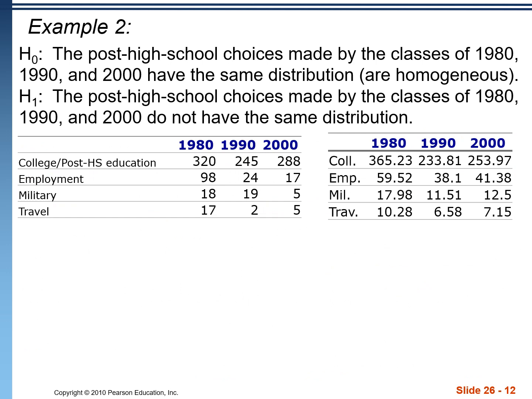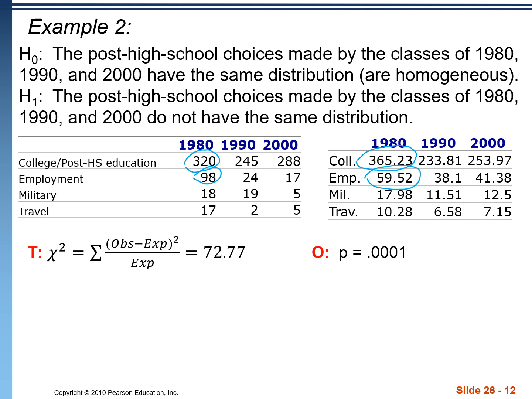Our test statistic is always the same regardless of which type of test we're doing. So observed minus expected, square it, divided by expected. So here we have 1980 college. 320 is the observed, subtract the expected, square it, divide it by the expected. All right, employment, 98 minus 59.52, square it, divide it by 59.52. Okay, we're going to let the calculator do this. It's going to add them all up for us.